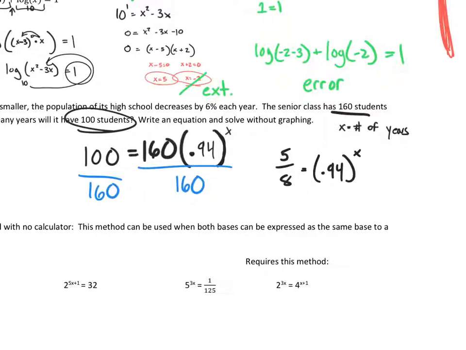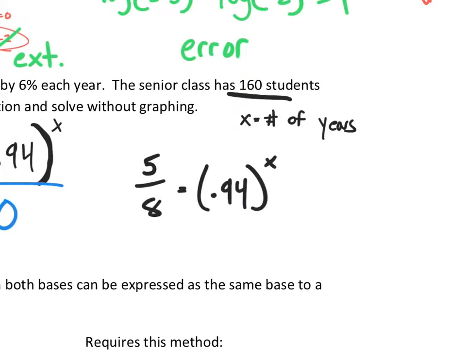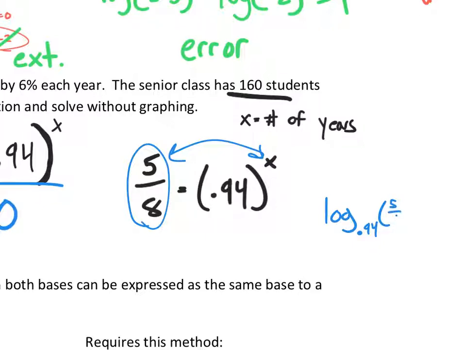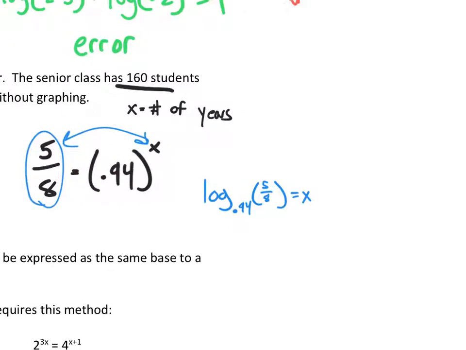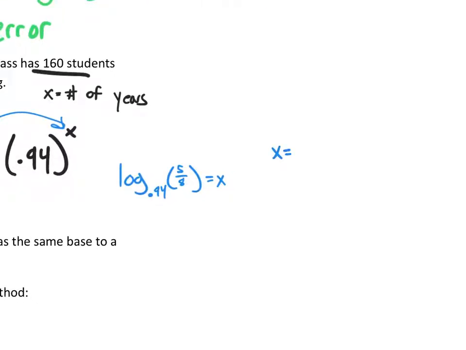X is in the exponent, so we're ready for a drop, log, and roll. So we'll get log base 0.94, and then the 5/8 and x switch spots, or they roll. And that looks very confusing, but if you type that in on your calculator, what you'll end up getting for x is that x is equal to approximately 7.5. So what that means is in between year 7 and year 8 of this school, they're expecting to get down to an enrollment of 100 students.